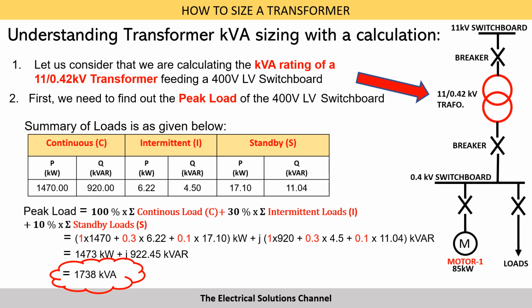So the peak load of the 400 volt switchboard is calculated as 100% of the sum of all the continuous loads plus 30% of the sum of all the intermittent loads plus 10% of the sum of the standby loads. Based on the formula, we arrive at a peak load of 1473 kilowatt plus 922.45 kVAR, which works out as 1738 kVA.